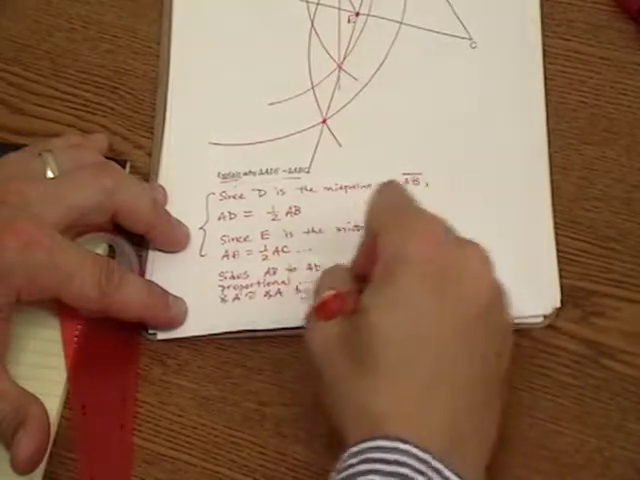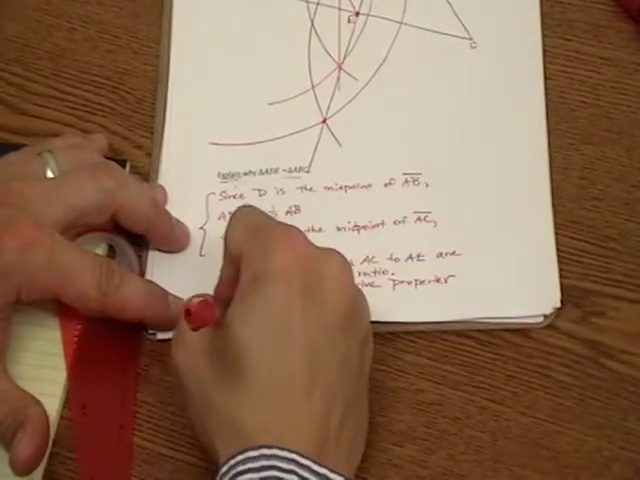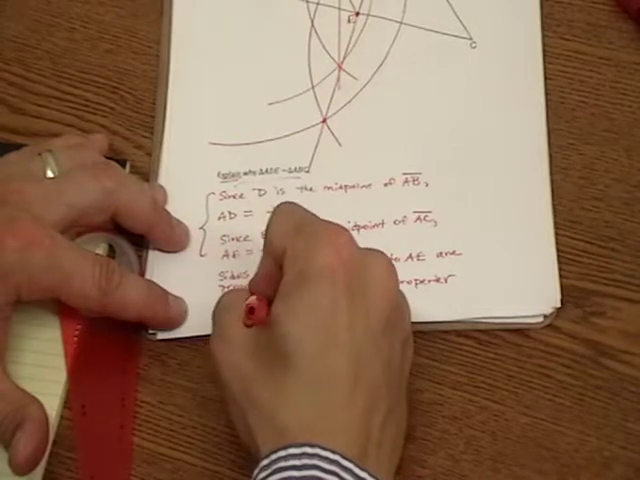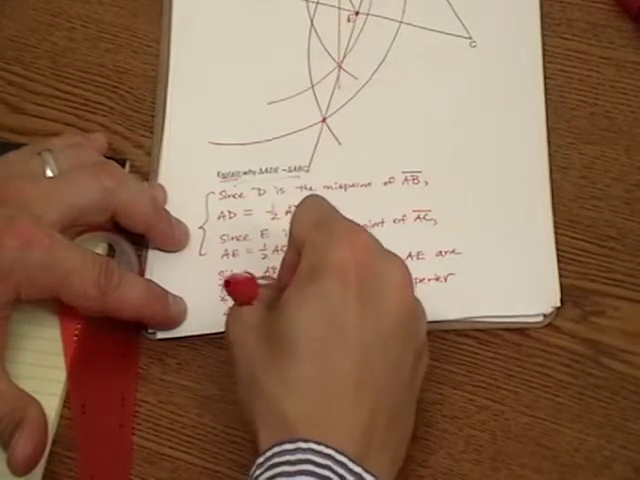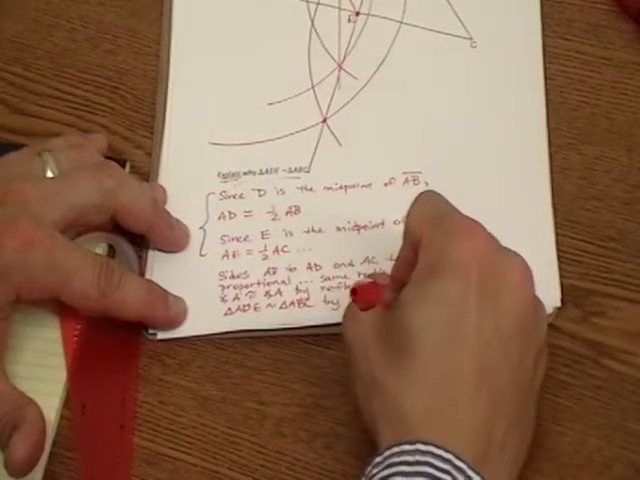And finally, triangle ADE is similar to triangle ABC by the side angle side triangle similarity postulate.